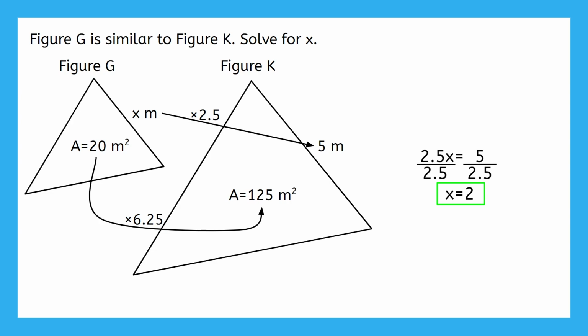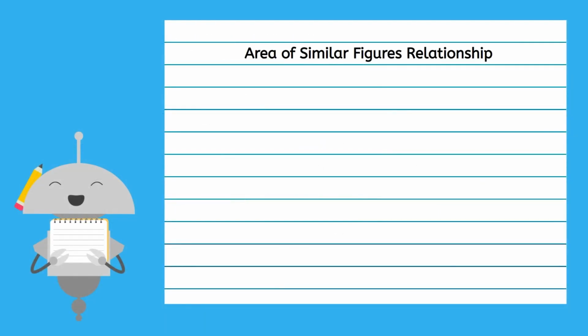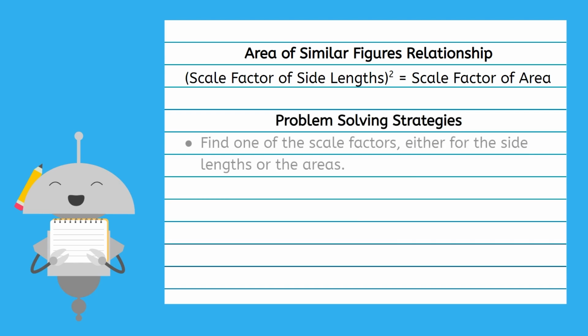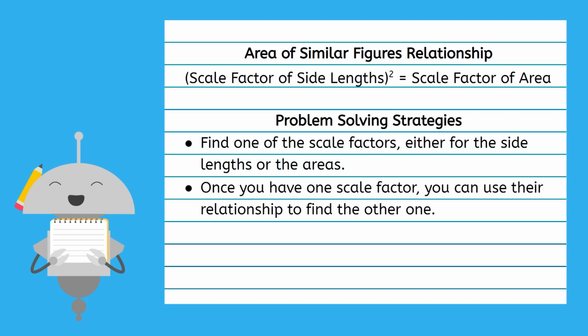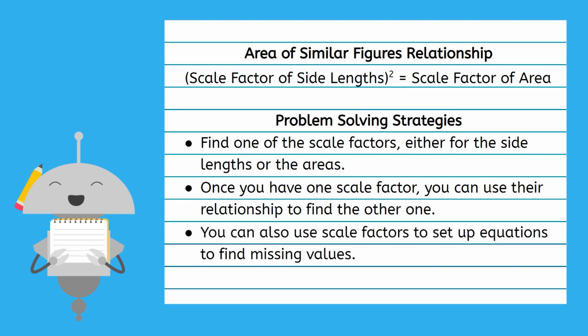Let's take some time to summarize what we've learned here. We were able to discover the area of similar figures relationship together. If you square the scale factor of the side lengths of two similar figures, that will give you the scale factor of their areas. When using this relationship in problems with similar figures, a useful strategy is to find one of the scale factors either for the side lengths or the areas. Once you have one scale factor, you can use their relationship to find the other one. You can also use your scale factors to set up equations to find missing values.